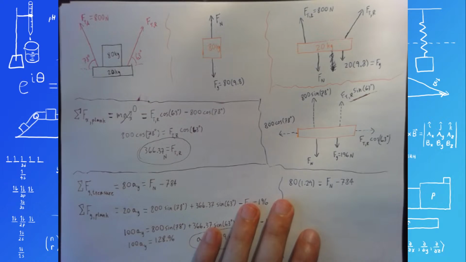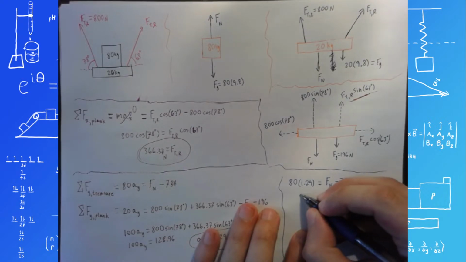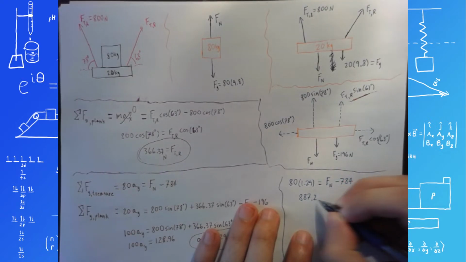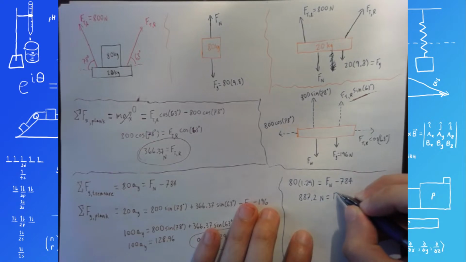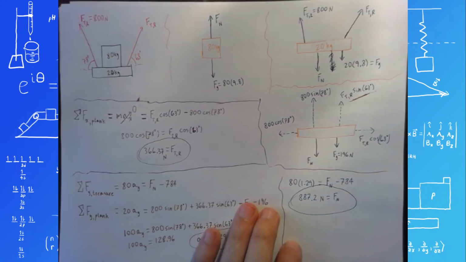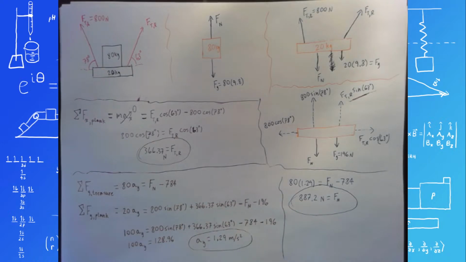80 times 1.29 is 103.2. Add 784, and that should be almost 900. 887.2. I'm getting 887.2 newtons for the magnitude of the normal force between the plank and treasure. So that's the amount of force the plank exerts up on the treasure and the amount of normal force that the treasure exerts down on the plank. All right. That takes care of the problem we left off with last time.